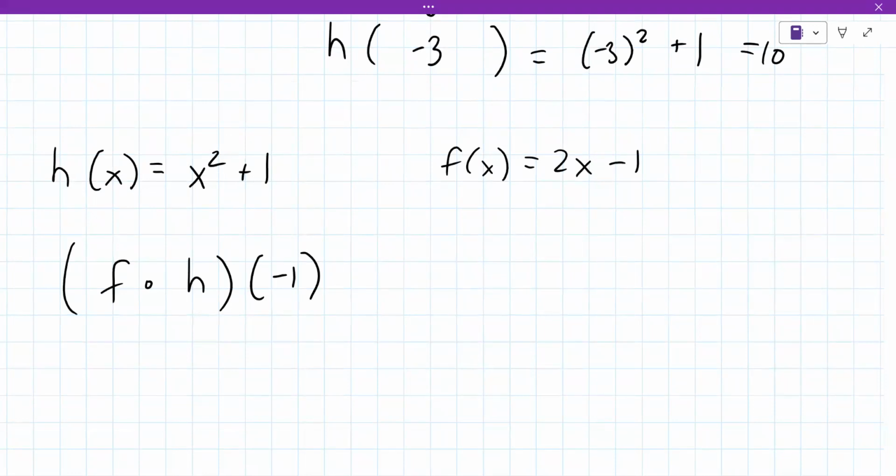So this time you have to first find, well, it looks like this. It's f of h of -1. So you first find h of -1, which means to put -1 in for this.